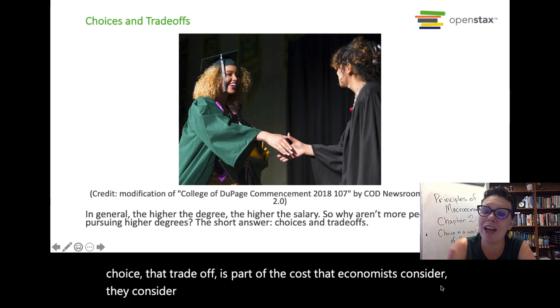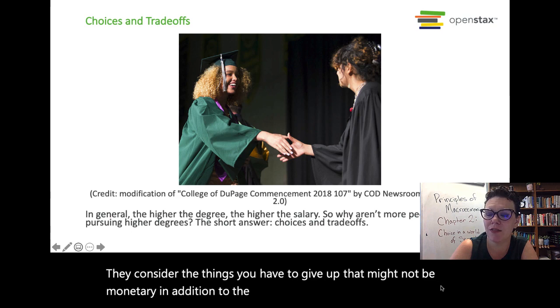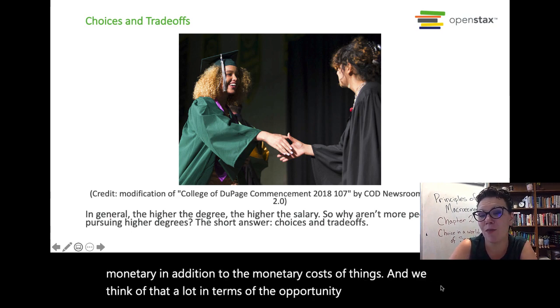They consider the things you have to give up that might not be monetary in addition to the monetary costs of things. And we think of that a lot in terms of the opportunity cost of time or the time you give up.